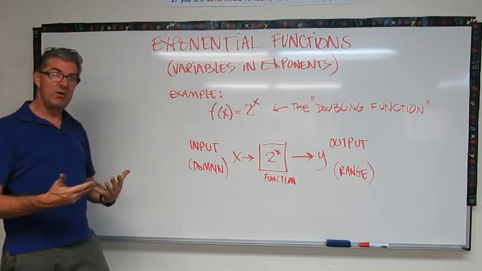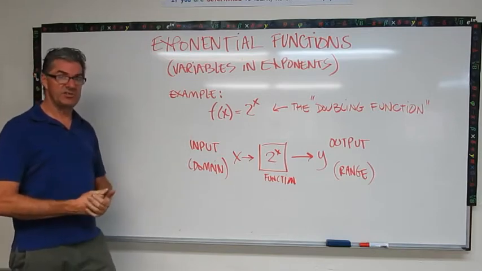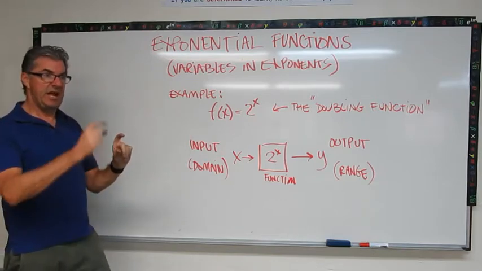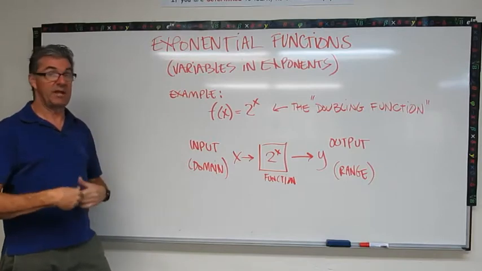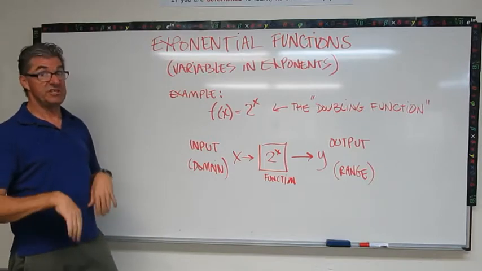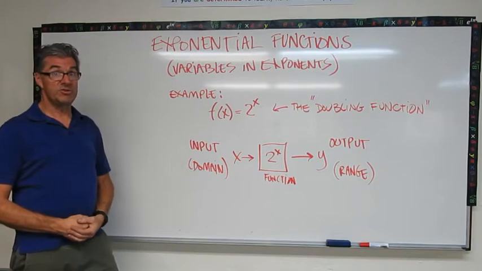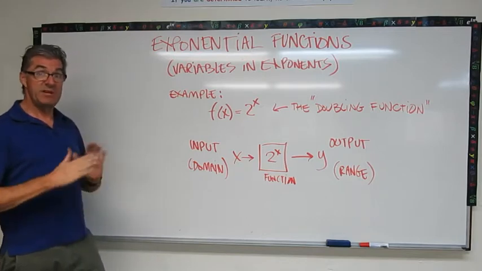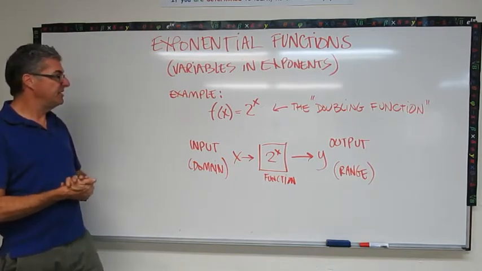So up until now, we've been doing quadratic functions, where the variable is the base, and then the power is some number, like x squared or z to the sixth power. Those are quadratic functions. Exponential functions have variables in the exponents.